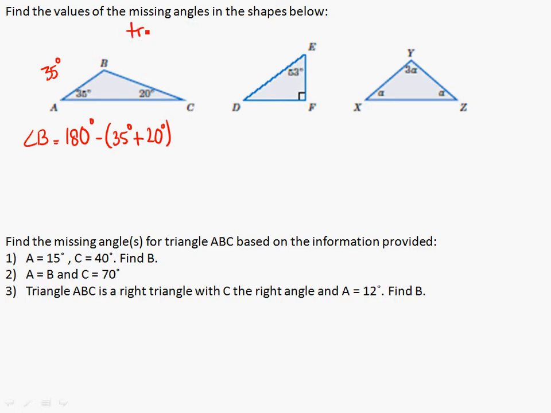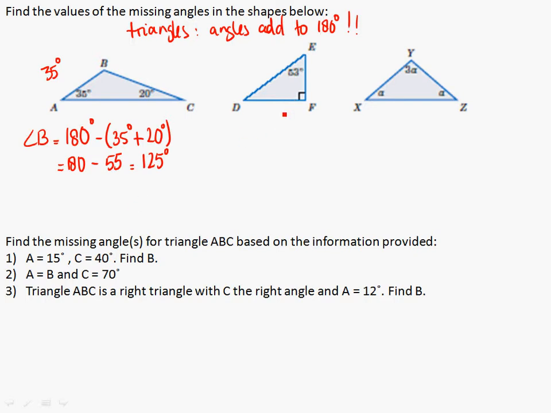Okay, so this is what I meant with word problems and that kind of stuff. So triangles, our angles add to 180 degrees always. So what you get here is 180 minus 55, which would be 125 degrees, I think. Are we okay on that one?